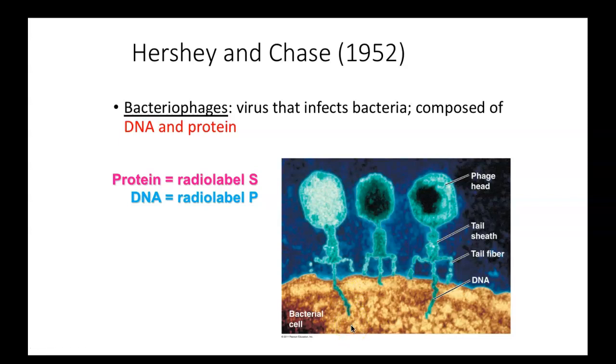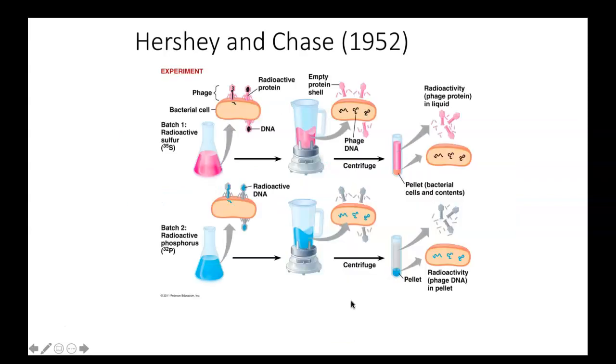So they wanted to figure out, are these bacteriophages injecting sulfur? Are they injecting phosphorus? Or are they injecting protein, or are they injecting DNA? How they figured that out is that they radioactively labeled the protein of the bacteriophage, and they radioactively labeled the phosphorus of the DNA in the bacteriophage. If the bacteriophage is injecting protein, you'll see sulfur light up inside of the bacteria. If it's injecting DNA, then you'll see phosphorus light up inside the bacteria.